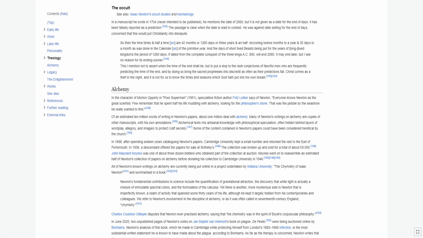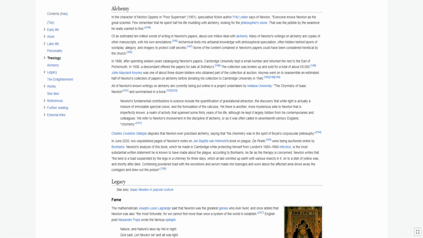This I mention not to assert when the time of the end shall be, but to put a stop to the rash conjectures of fanciful men who are frequently predicting the time of the end, and by doing so bring the sacred prophecies into discredit as often as their predictions fail. Christ comes as a thief in the night, and it is not for us to know the times and seasons which God hath put into his own breast.